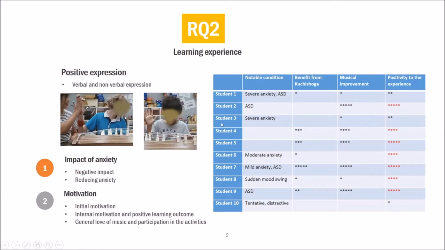Students 1 and 3 had severe anxiety. That anxiety made them live between excitement and anxious moments. So they wanted to go into the music activity, they wanted to join it, but their body was stopping them from being more adventurous toward the learning activities.